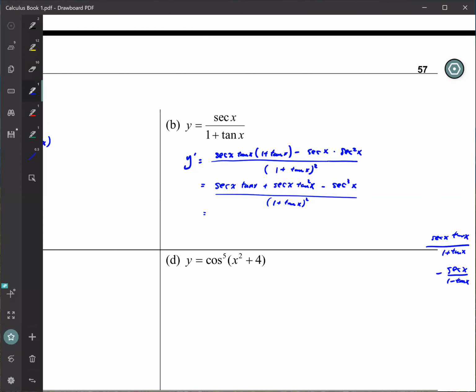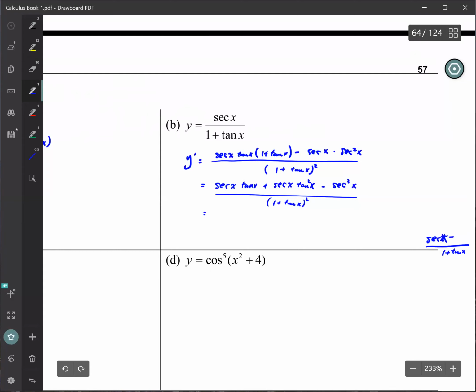Secant cubed x over 1 plus 10x. Okay, that's it? Yeah, thank you. Oh, so they have the same denominator, huh? So you can write it as one same line then. Oh no, it's 1 minus. Oh, sorry. I don't think I said it properly. No, that's fine. Okay, I'll write it down.